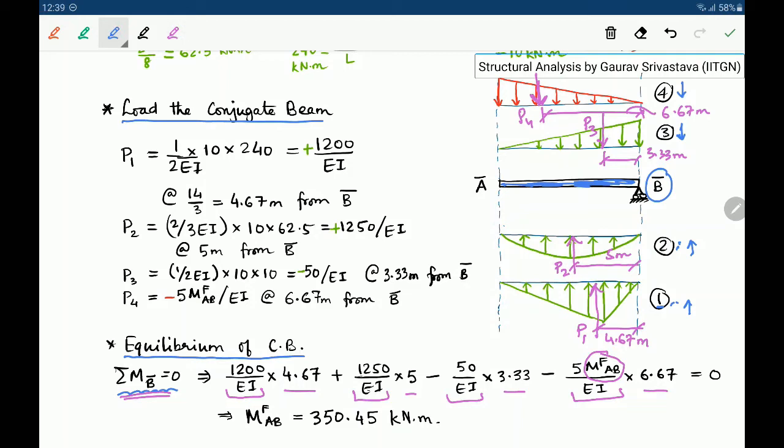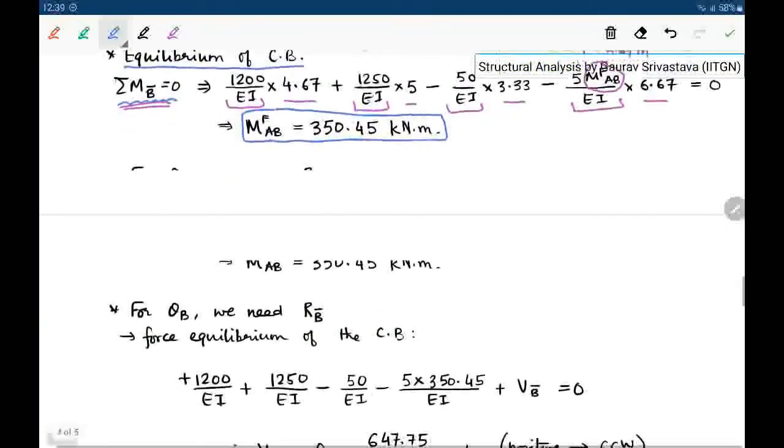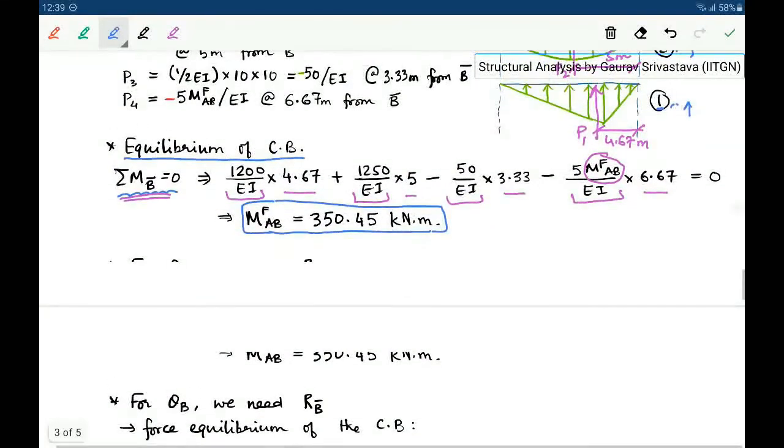In this way, by doing equilibrium for the conjugate beam, we are able to find the fixed end moment, MFAB. Once we have found MFAB, then we can find out anything else.